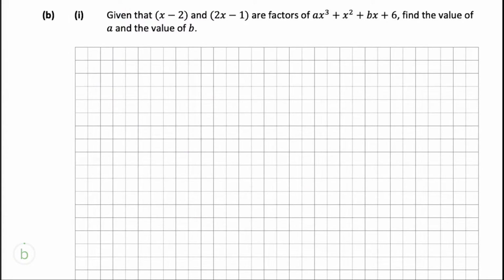Okay, so now moving on to part B. Part 1 is saying that given that x minus 2 and 2x minus 1 are factors of ax squared plus bx plus 6, find the value of a and the value of b. So first we're going to work with what we know. So we know that x minus 2 and 2x minus 1 are factors. So we can use these factors to find the roots by letting them equal to 0.